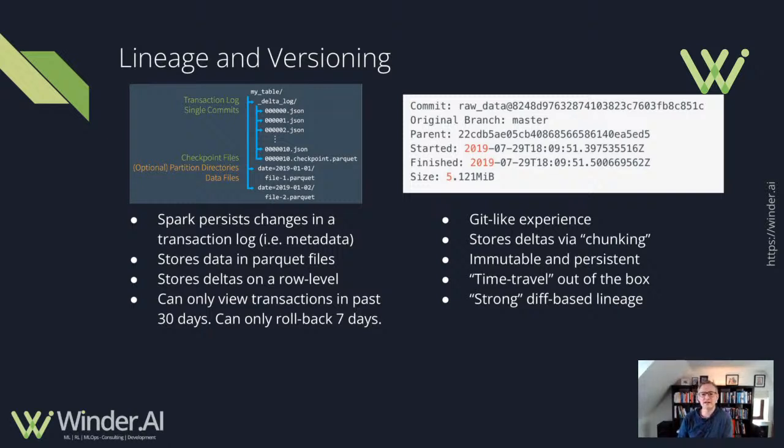For Pachyderm on the right hand side, you get a much more Git-like experience. It's a really nice developer experience because it's so similar to what we use on a daily basis with Git. It stores its deltas or its diffs via chunking. Basically, even if you've got a binary blob, it chunks that binary blob up into little bits, and it checks to see if those little bits have changed. And if they have changed, it only updates those little bits. It doesn't update the full file.